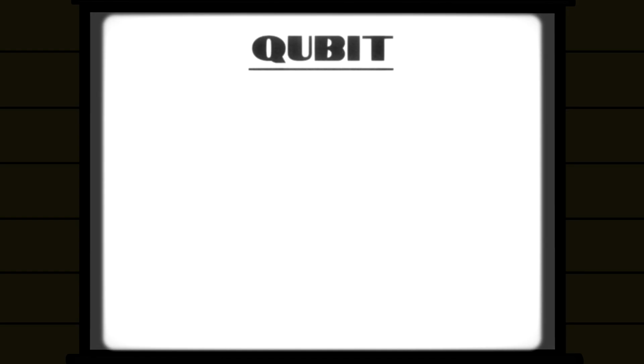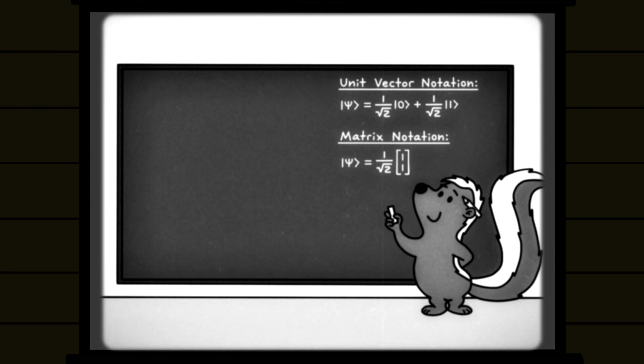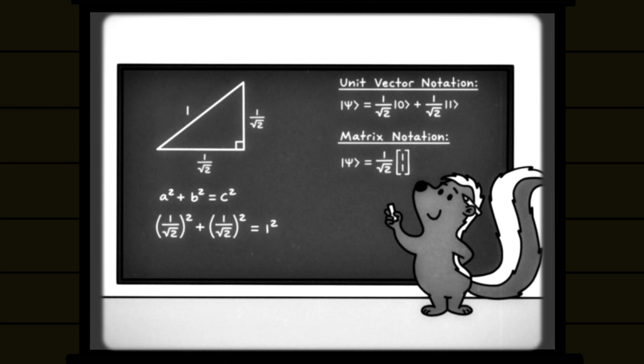Here's one more example. Suppose our qubit was now in superposition, with a 50% chance of being 0 and a 50% chance of being 1. For the magnitude to be 1, both a and b have to be 1 over the square root of 2, because if we use Pythagoras' theorem, 1 over the square root of 2, squared, is 1/2, which is 50%. 50% plus 50% gives us 100%.